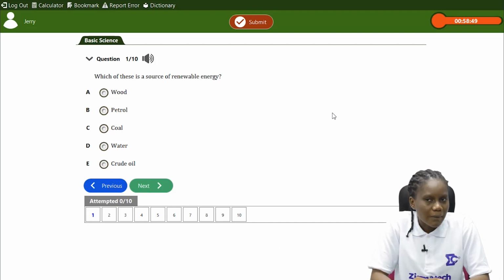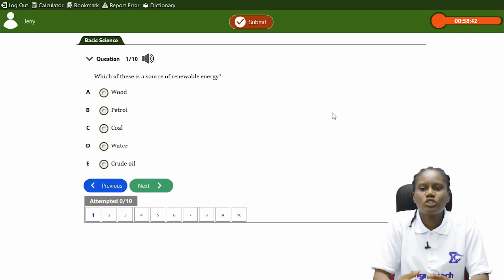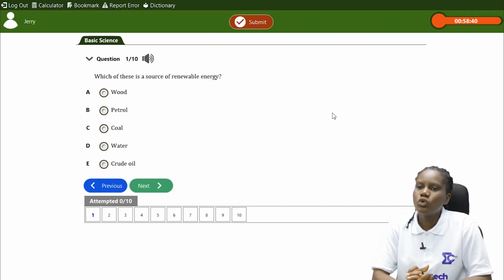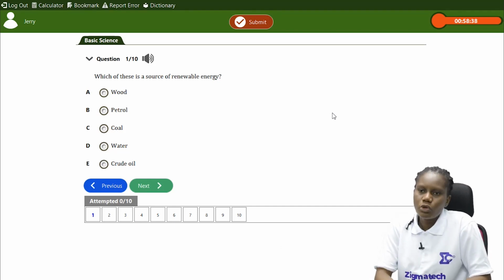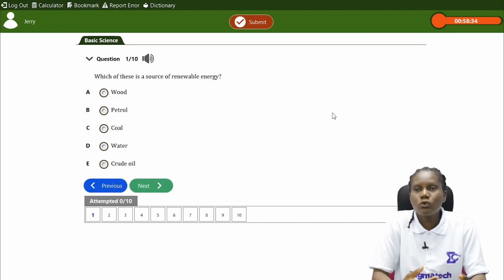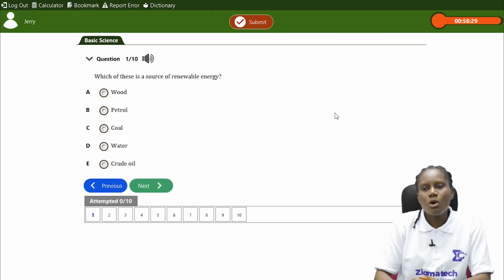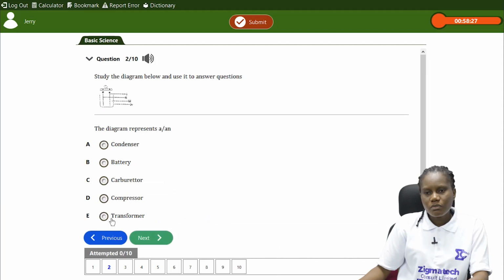We have D, water. Okay, we're coming back to this. And we have crude oil. Crude oil is under a fossil fuel, so it's a non-renewable energy. So the right answer here is D, water, which is a source of renewable energy. Through water, we can generate electricity, either from ocean or dams or river. We can use them. So it's a source of renewable energy.